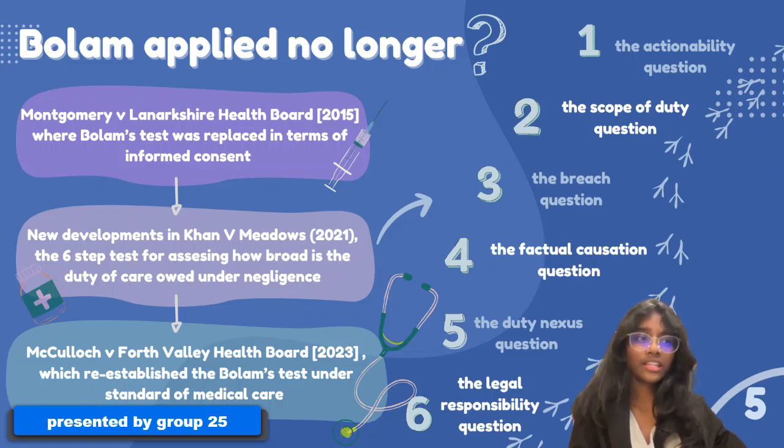Is a particular element of the harm for which the claimant seeks damages irrecoverable because it is too remote, or because there is a different effective cause in relation to it, or because the claimant has mitigated his or her loss or has failed to avoid loss which he or she could reasonably have been expected to avoid? This is the last step of this test, called the legal responsibility question.